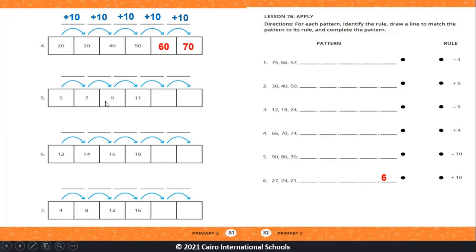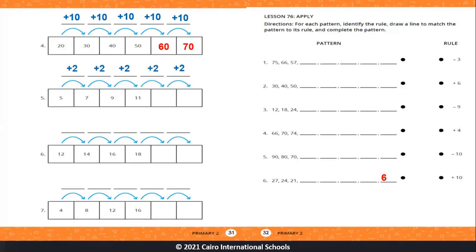5, 7, 9, 11. Look carefully and decide the pattern is increasing or decreasing. Yeah, it's increasing pattern. So each time we are adding 2. Okay? How do you know, Miss Nada, we are adding 2? Subtract the big number minus the small number. 7 minus 5 equals 2. Great. So each time we are adding 2.